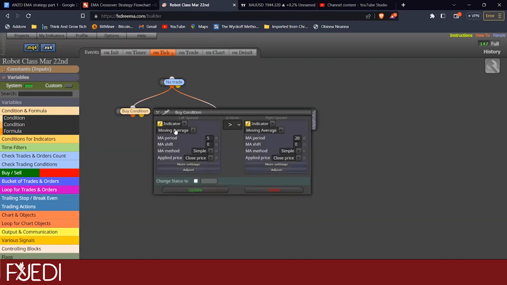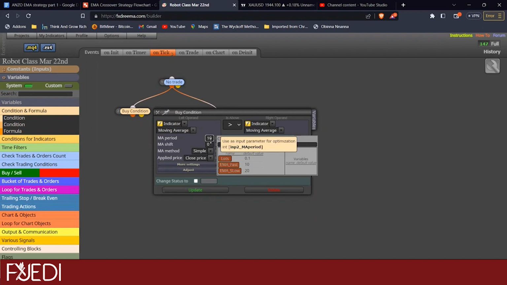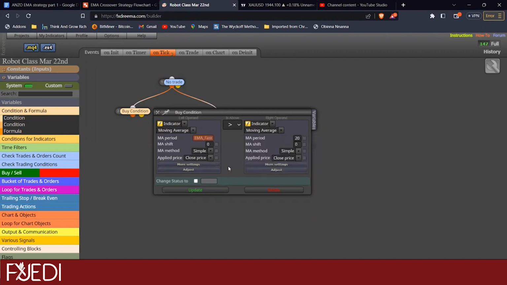It will open up. We are looking at indicator, we're looking at moving average, that's fine. And then you can see here that it says moving average period. In the last class, what we did was we put 10 here, and that was our moving average period. But instead of putting 10 there, we're going to right click on that place and select EMA fast. So you can see why we're doing this. Now instead of putting 10, I'll just select EMA fast, which is still 10.